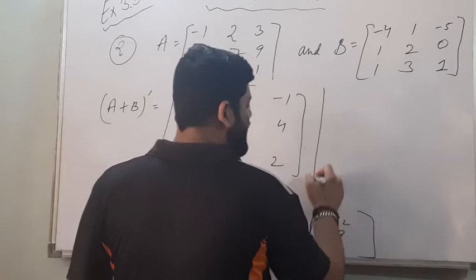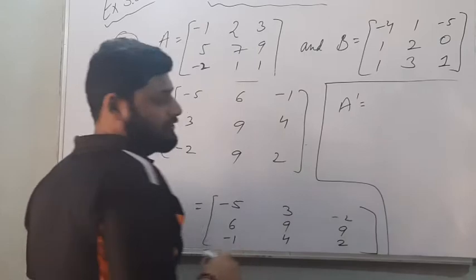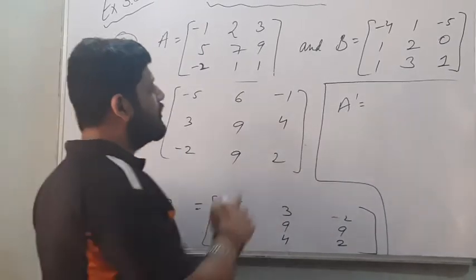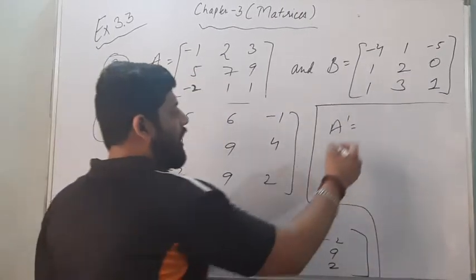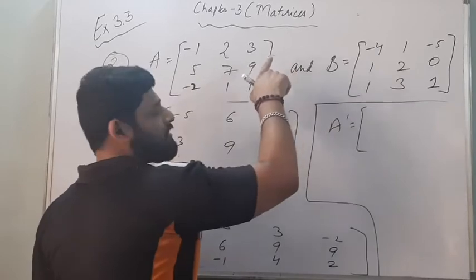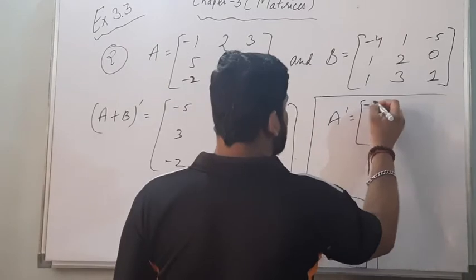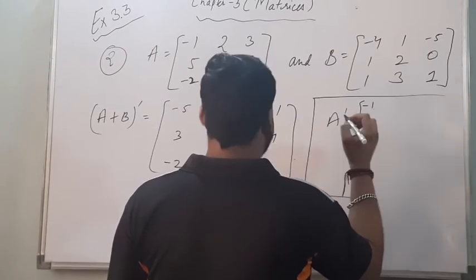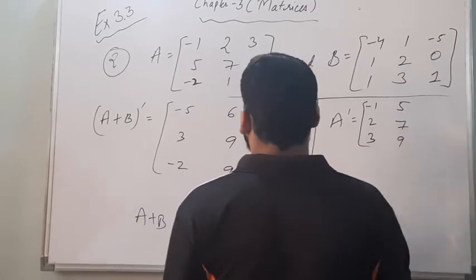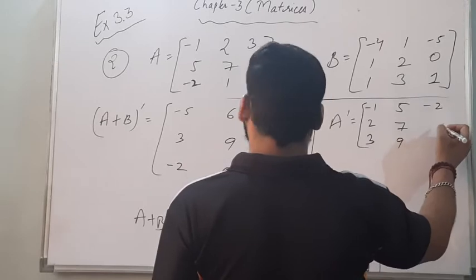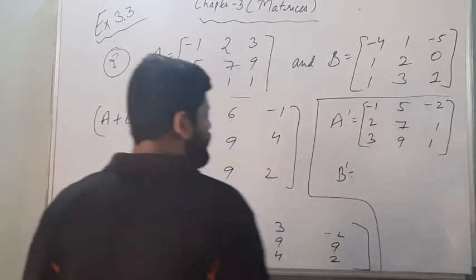Now what we have to find out? We have to find A transpose and B transpose. So first we will find A transpose. We will transpose this matrix. इस matrix का transpose निकालेंगे. So how will we find the transpose of this matrix? This row will become column, row, column, row, column. Okay, so let's start: -1, 2, 3, 5, 7 and 9 and -2, 1 and 1. So you should also try to find the transpose.